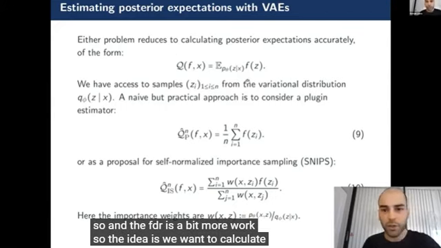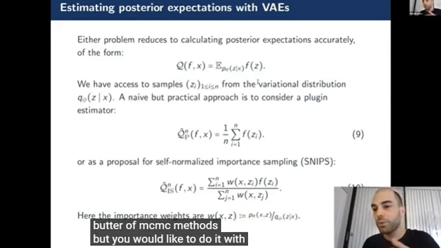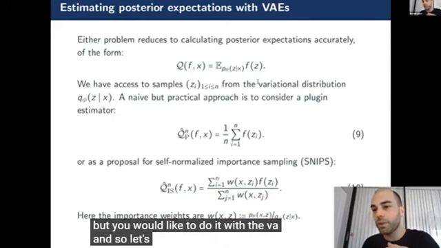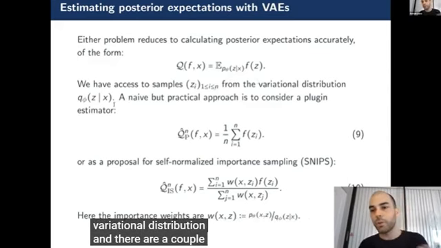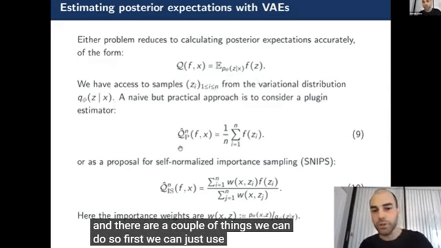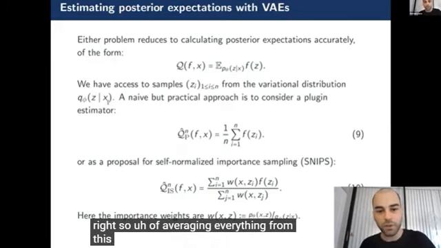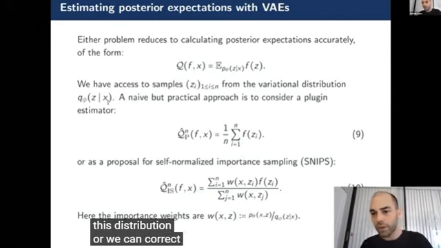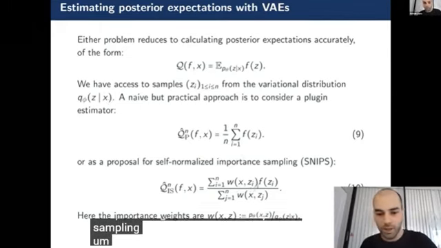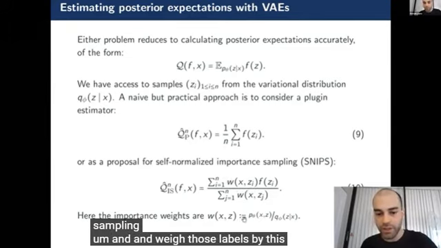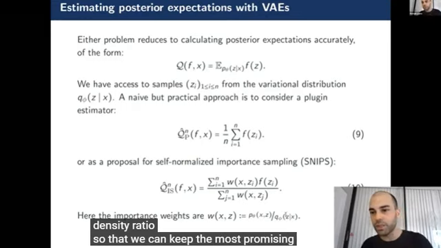So the idea is we want to calculate this thing, which is the bread and butter of MCMC methods, but here we'd like to do it with the VAE. Let's say that we have access to samples from the variational distribution, and there are a couple of things we can do. First, we can just use a plugin estimator, averaging everything from this distribution, or we can reweigh the samples using self-normalized importance sampling, and weigh those by this density ratio, so that we can keep the most promising samples.